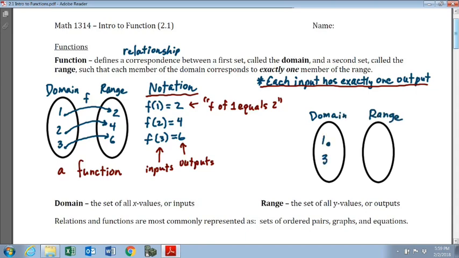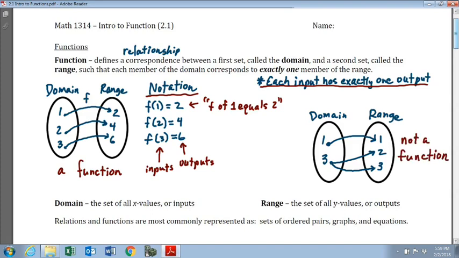Let's look at another relation. So notice here 1 corresponds to 1, and 3 corresponds to 2, and also to 3. So notice that 3 is an input that has 2 outputs. But up above we said each input is supposed to have exactly one output. So for that reason, this is not a function.